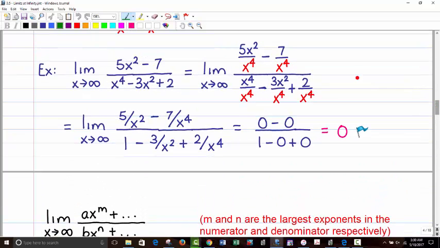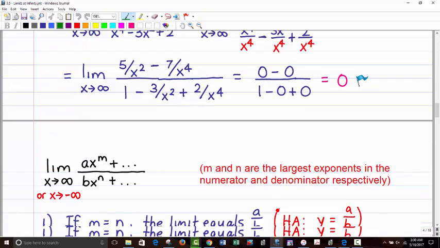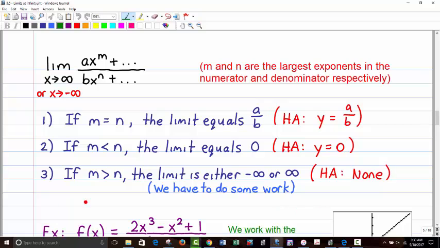You see that happened right here. So this one could have been done super quick. I could have said x squared on top, x to the 4th on bottom, automatically 0 is the answer. M is greater than n.